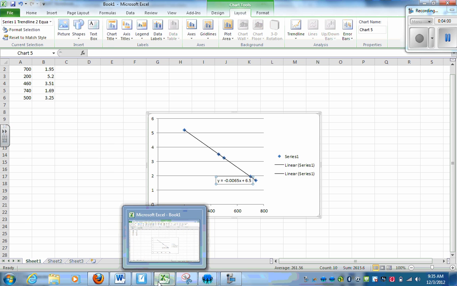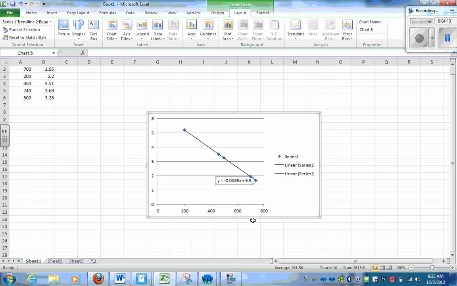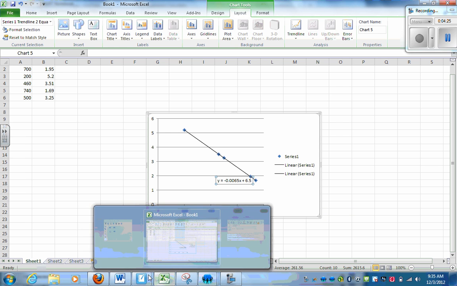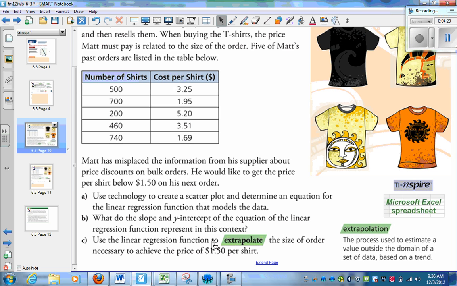Now the question asks, what does the slope mean? We already did that. Use a linear regression function. Oh no, we can talk more about the slope here. So the minimum cost per shirt is $6.50. Then it goes down 0.65 cents for each additional shirt that you buy. Now it says we need the function to extrapolate.